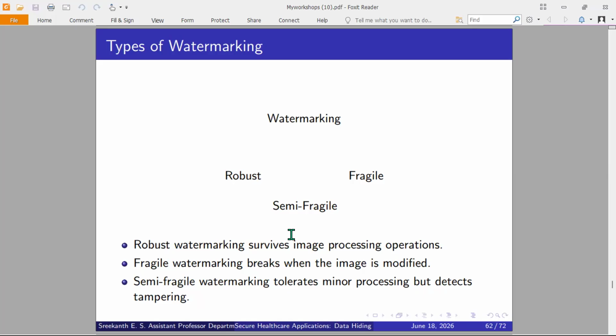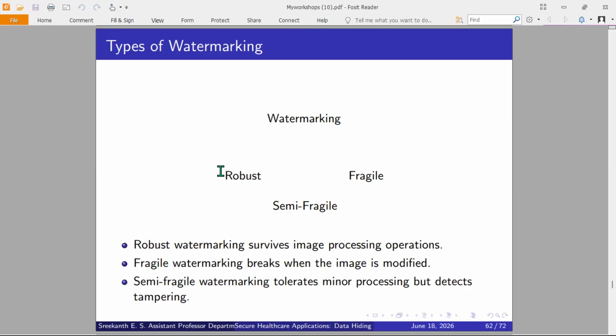And one more thing: if there is a robust reversible watermark and there is no attack at all, it can recover both the cover image and the watermark. That is the first definition. And if there is an attack, it should be able to recover the watermark at least. That is the property of robust watermarking.